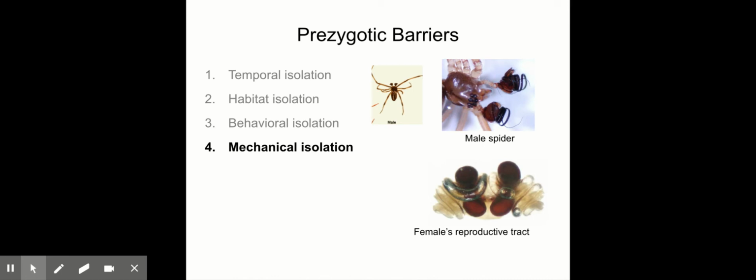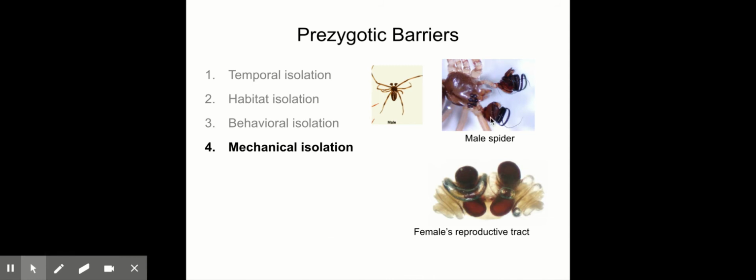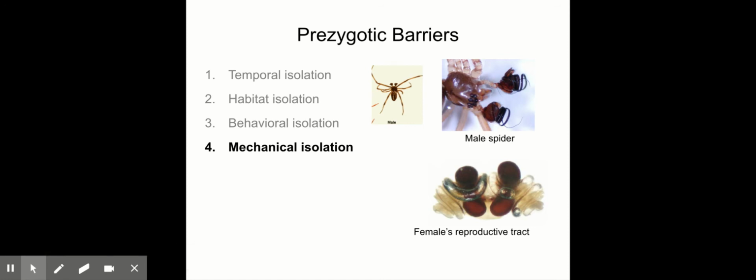You can tell different species apart by looking at the structure of their reproductive organs, and a different species will have different shapes of these reproductive organs. I think of it kind of like a protein or an enzyme and a substrate, right? It's like a lock and key fit. They have to fit together just right in order for fertilization to take place.